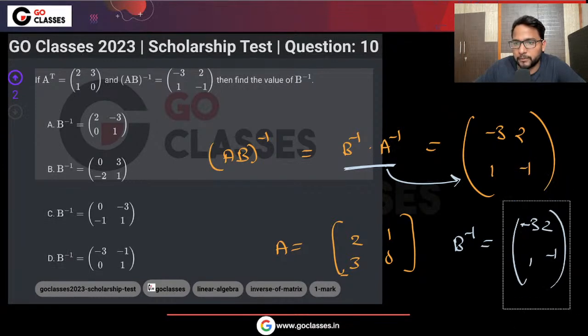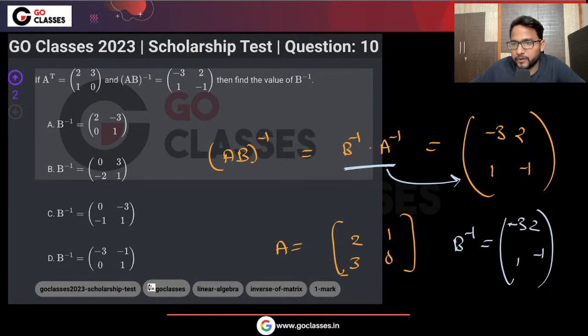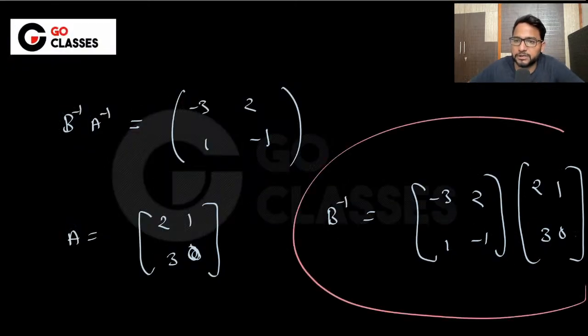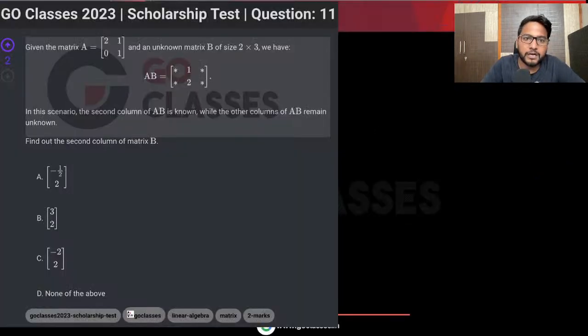So you need to multiply A here. Okay, so that's how you can find out B inverse. I think that is fine. Now let's just see this. I think this question was also straightforward.